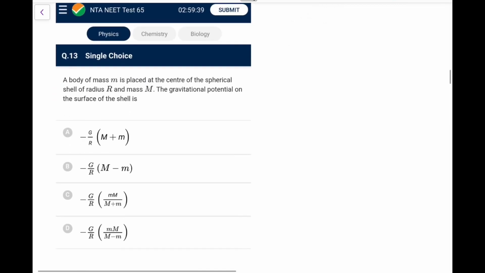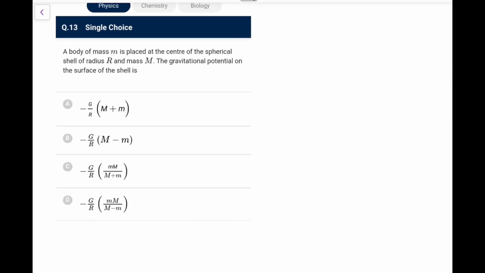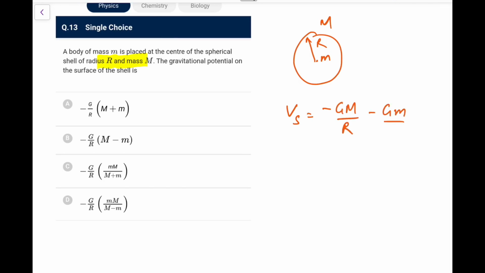Next, a body of mass m is placed at the center of a spherical shell of radius r and mass m. The gravitational potential on the surface is? So this is m, this is m, this is r. So what is the gravitational potential on the surface? V at the surface due to the shell is minus Gm by r, and due to this point mass is minus Gm by again r. So we will go for option A, easy one for you.